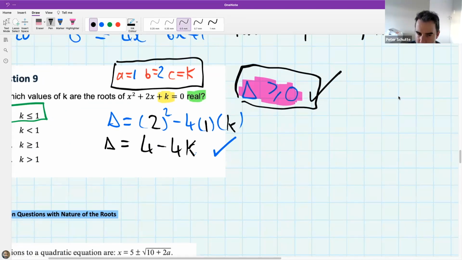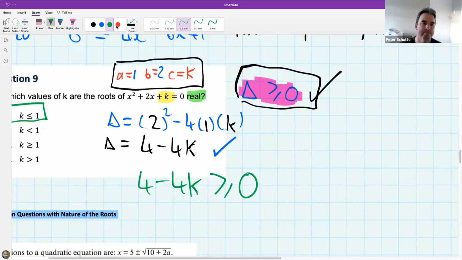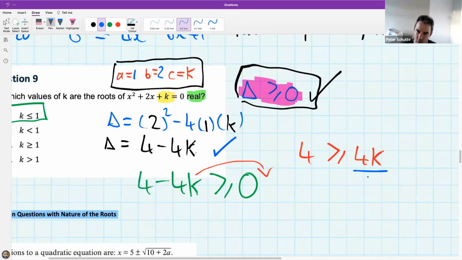Now don't worry, some of you can rewatch this afterwards, but let's just go through it now. So we get 4 minus 4k is greater than or equal to 0. So now I need to solve this inequality. The easiest way is just to take this to the other side, in which case we have this situation. Now when I moved it across, I didn't divide by a negative there. So all I'm going to do is divide by 4. And then I get 1 is greater than or equal to k.